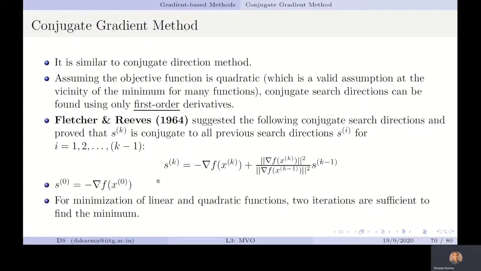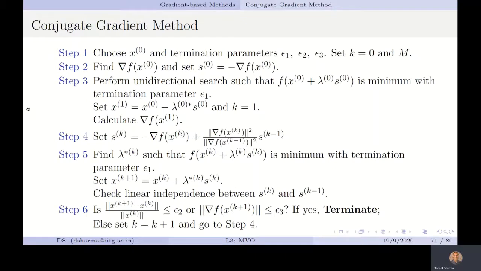When we use the conjugate gradient method, the first direction is always the gradient. It is always the steepest descent direction. So S0 is minus times the gradient of the function. An important property or advantage of the conjugate gradient method is that if we are minimizing a linear or a quadratic function, then in 2 iterations this method can find the minimum of the function. So let us see how this method works.